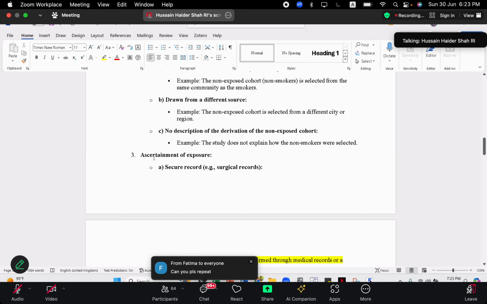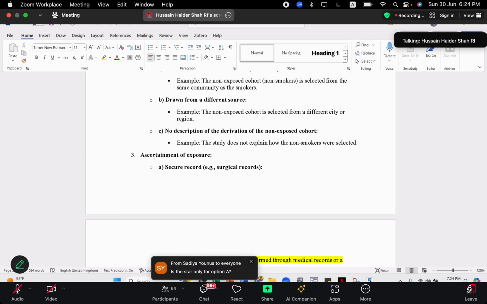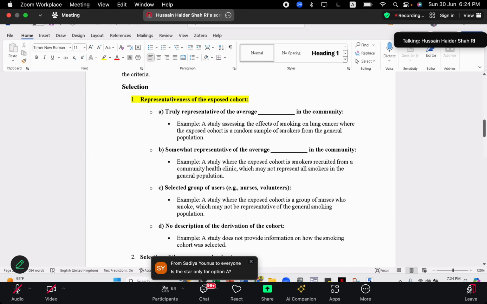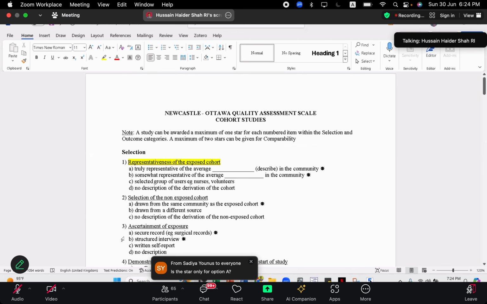Now consider this question. This is the third question of our Newcastle Ottawa scale. It is asking about the ascertainment of exposure. Is the star only for option A? Yes, if the answer to the question is option A, we will give it a star.